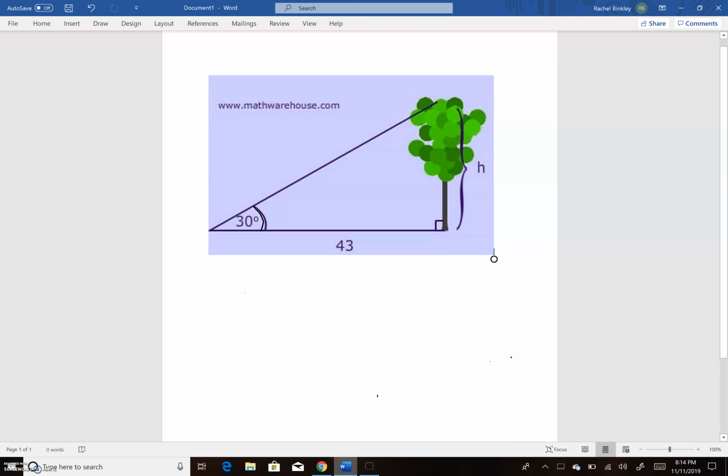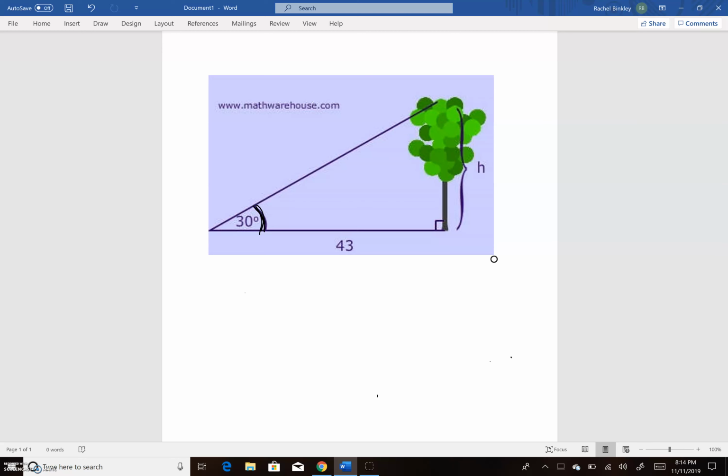Right, you guys, here's a last minute video, just a quick 5-minute review of tangent for tomorrow's test. Both of the questions on the test are going to be about finding the height of a tree, just like this one is. Here we have an angle of 30 degrees.